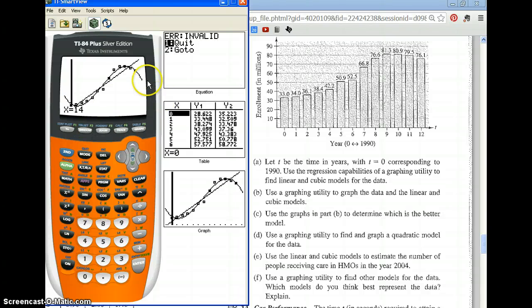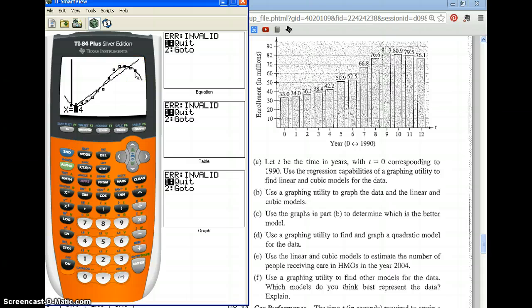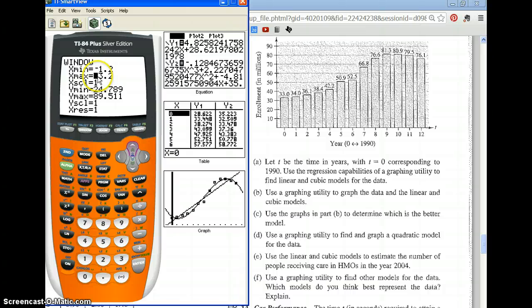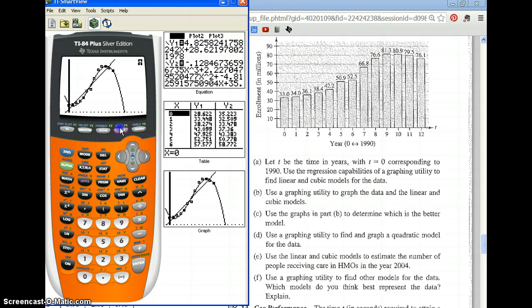The reason that it says invalid is, remember, how big is our data? Well, it only goes out to 12. So you can't just type that in unless your window is large enough. So if we go to window, notice that our window doesn't even go up to 14. Let's make our window go up to 20. Now if you hit graph, your graph was shifted over slightly. And now after you've traced it, if you go to second trace and hit value now, you should be able to type in 14 and find out that for your first linear model, how many people were in 2004? 96.1 or .2 million people.